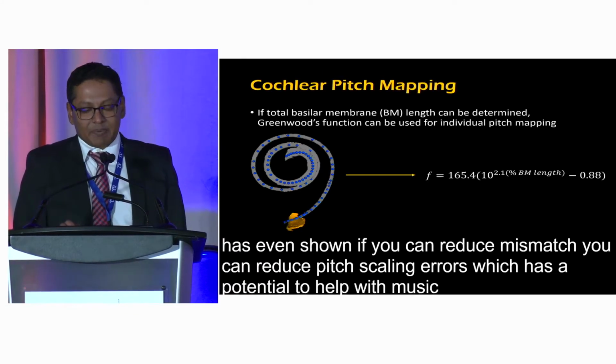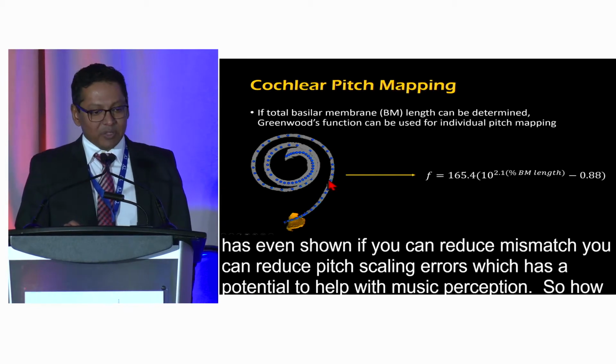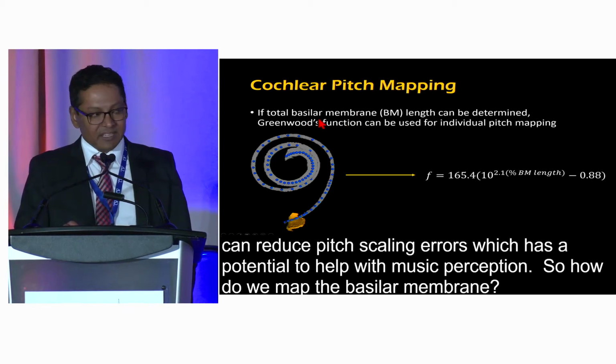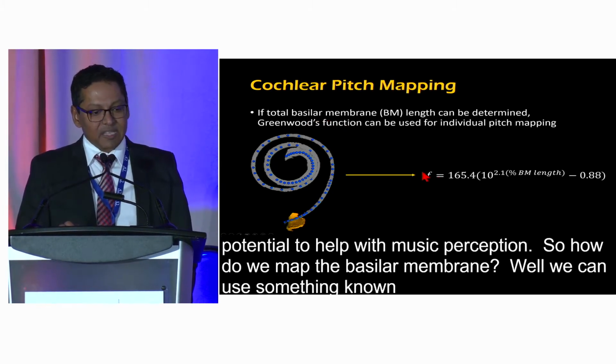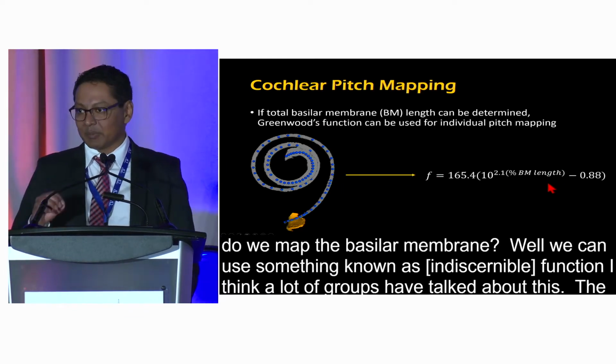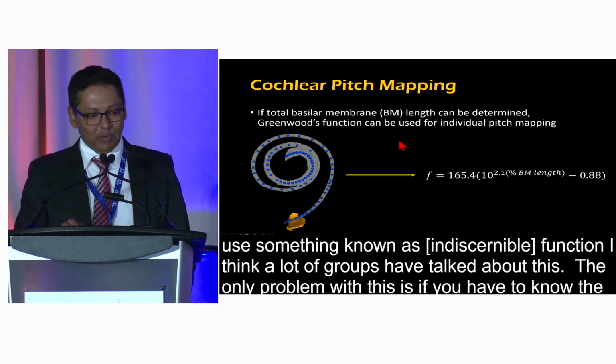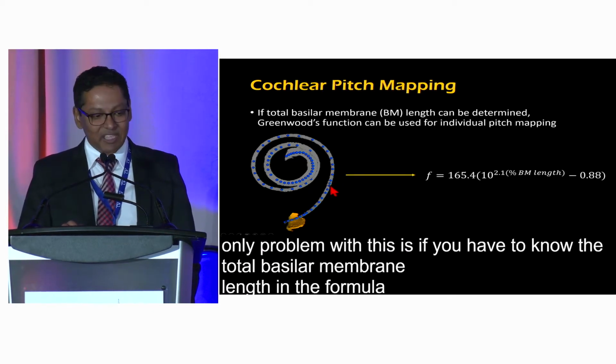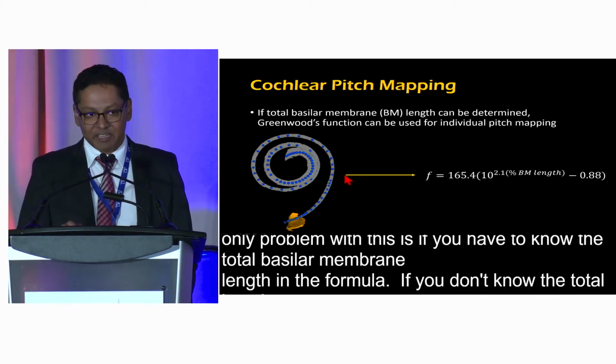So how do we map the basilar membrane? Well, we can use something known as Greenwood's function, and I think a lot of groups have already talked about this. The only problem with Greenwood's function is that you have to know the total basilar membrane length in the formula. So if you don't know the total length of the basilar membrane, you can't really accurately map any of the frequencies.